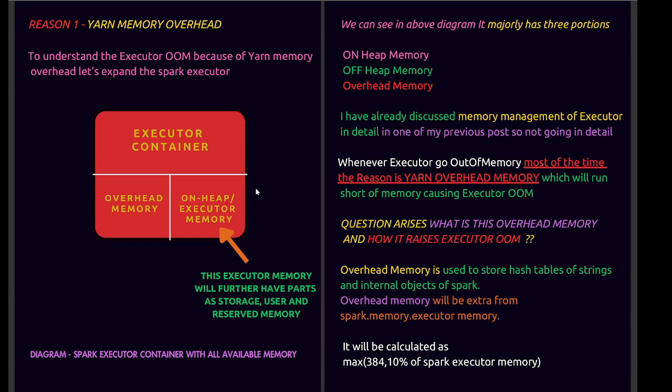Now this question may arise: what is this overhead memory and how does it raise an executor out of memory exception? Overhead memory is used to store hash tables of strings and internal objects of Spark. Overhead memory will be extra from the spark.executor.memory. It will be calculated as max of 384 MB or 10% of Spark executor memory. As I told you, this overhead memory is responsible for handling all the non-JVM processes, and it would be around 10% of Spark executor memory.